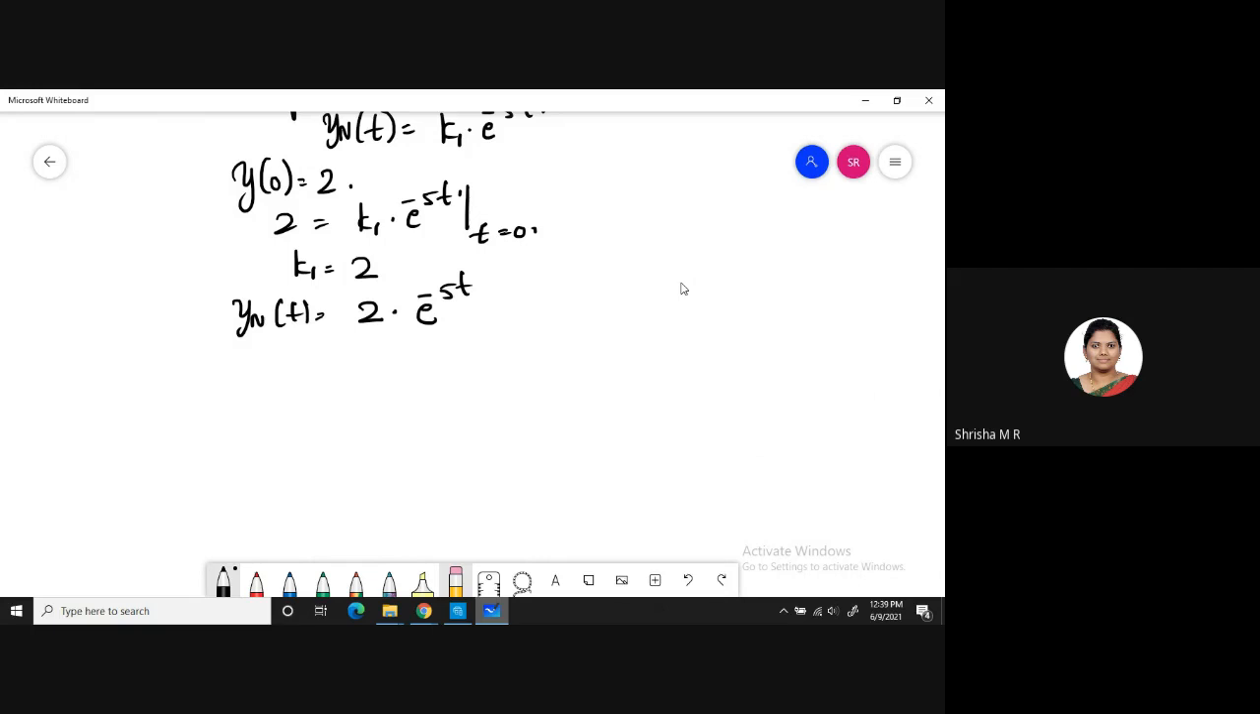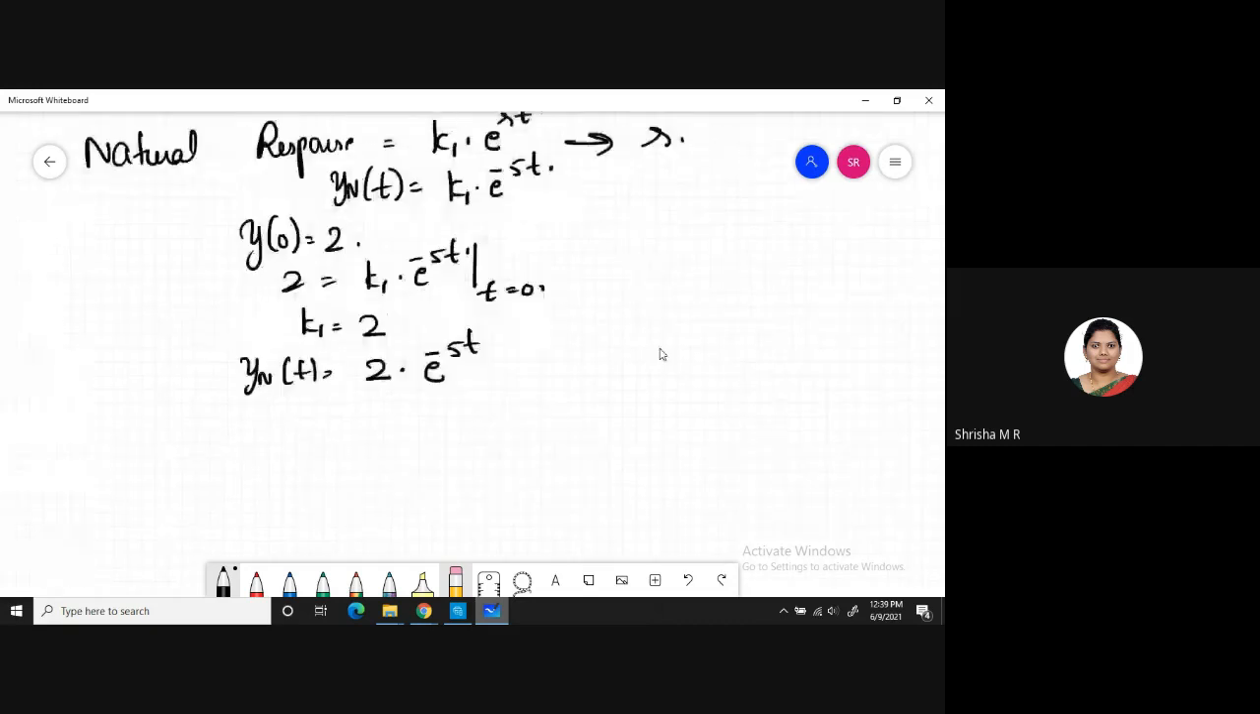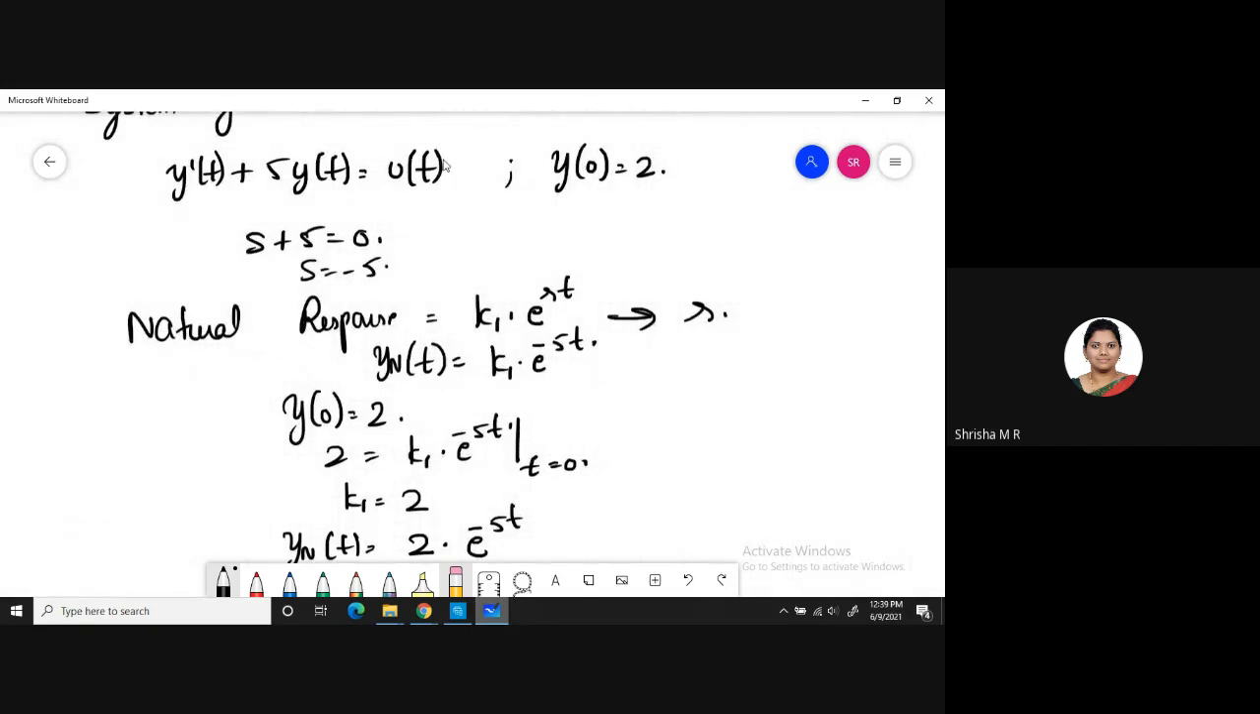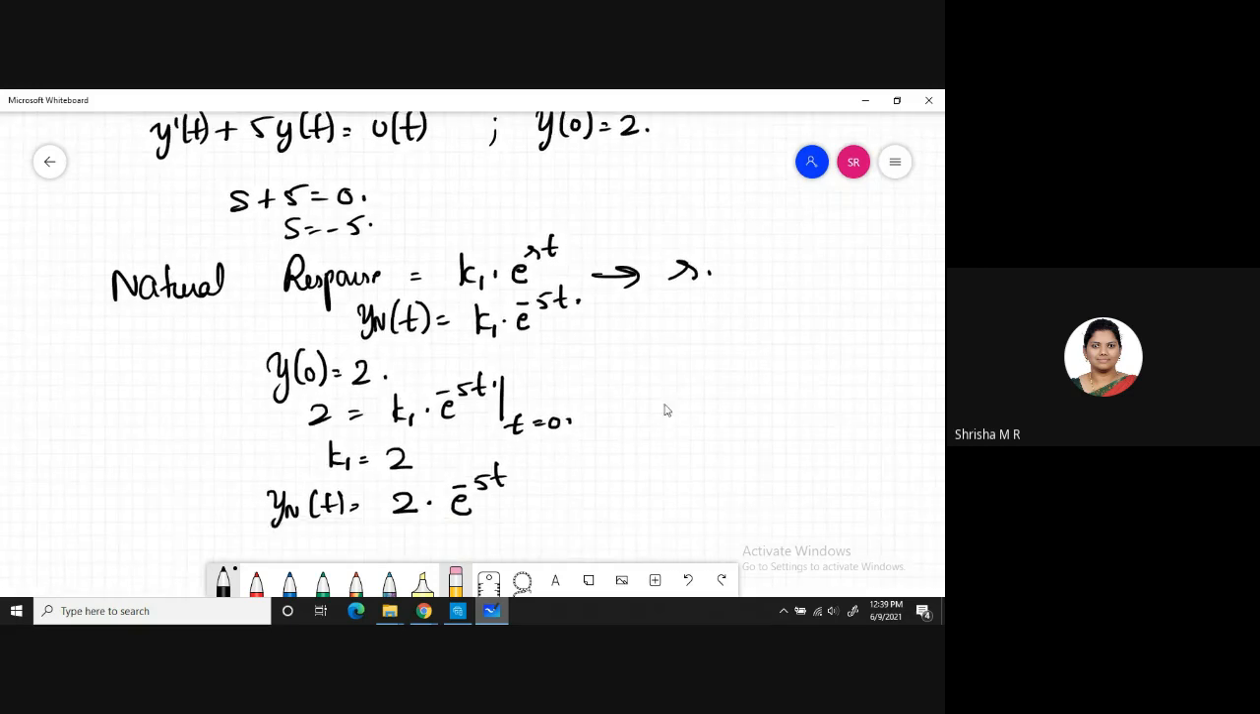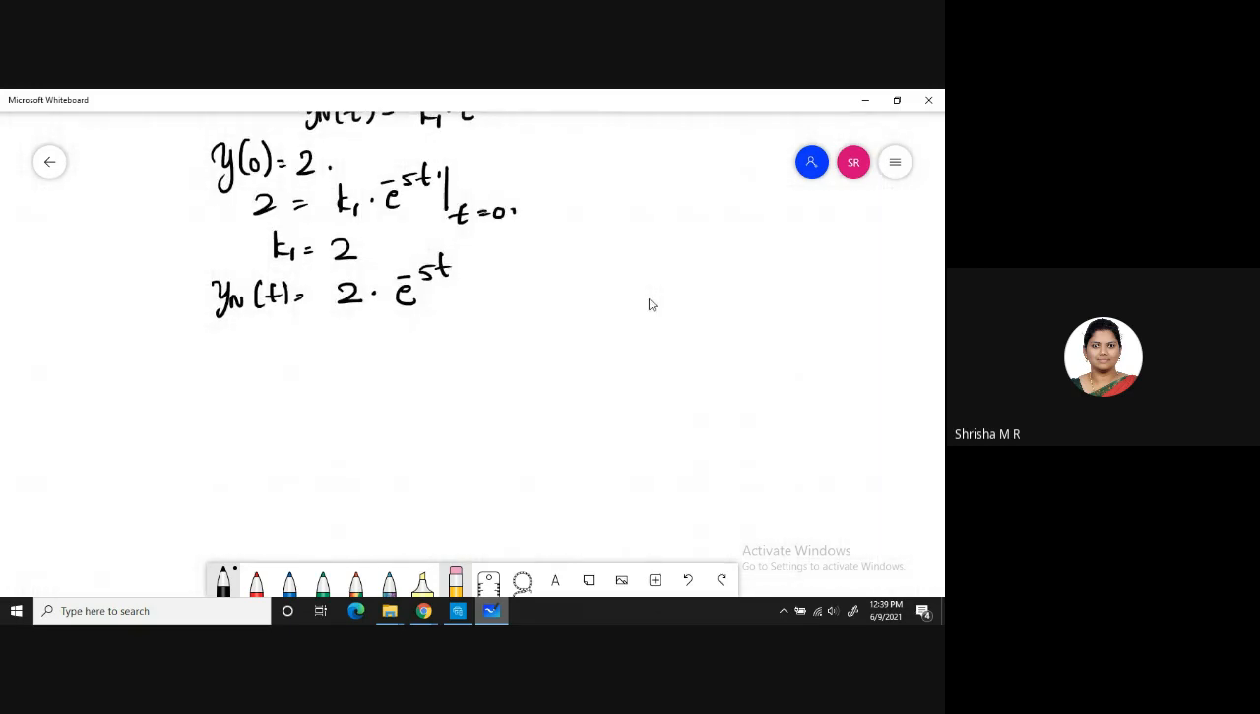So we'll see about the particular response. As you can see, the input is given to be u of t, which means x of t is equal to 1. The unit step amplitude is 1, right? So x of t is the input. For the particular solution, it will depend on the input, so x of t is equal to 1 for t greater than 0. That is your u of t.